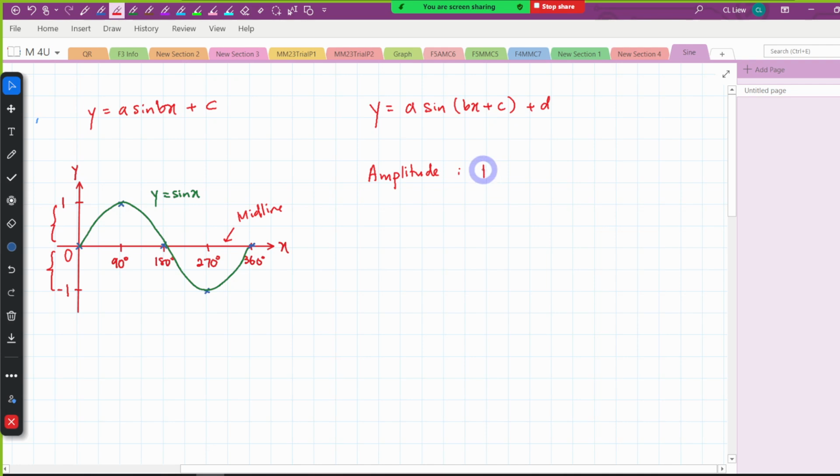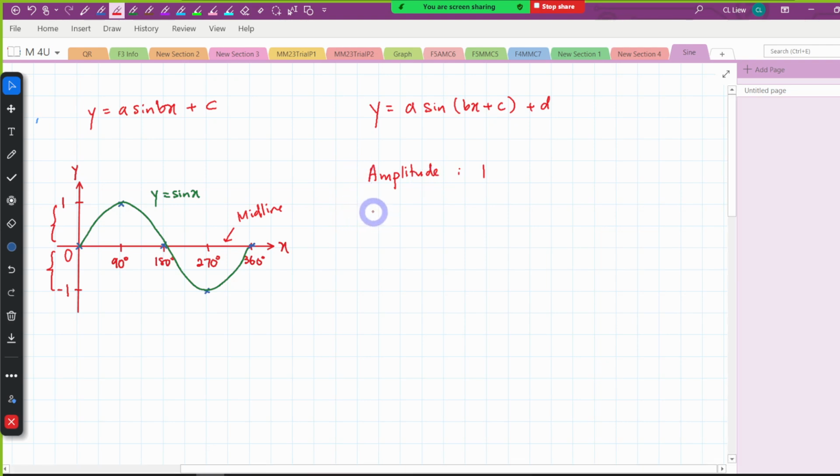Or sometimes you hear people say that the amplitude is actually half the distance between the maximum and minimum. It's actually the same thing. Now you try to look at this. Maximum and minimum, it's 2 units, right? So half of it will equal to 1 unit. These are the few ways to determine the amplitude of a trigonometric function.